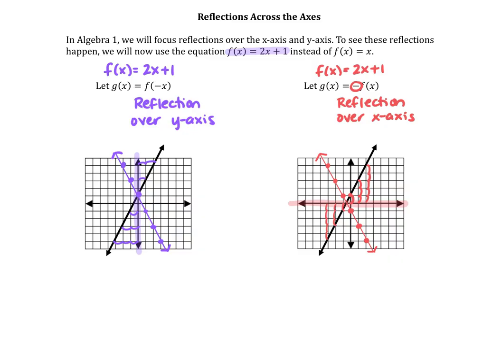So if I'm reflecting across the y-axis, my negative sign is going to appear inside the parentheses in front of the x, which is kind of like a negative slope, but inside the parentheses. If it's reflecting over the x-axis, it's going to be like a negative slope, but out in front of the f.